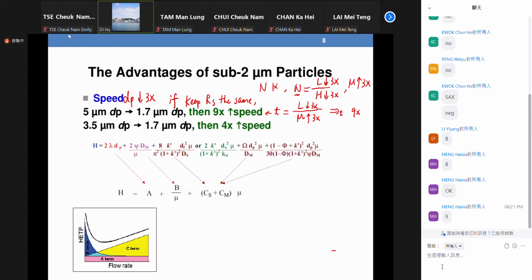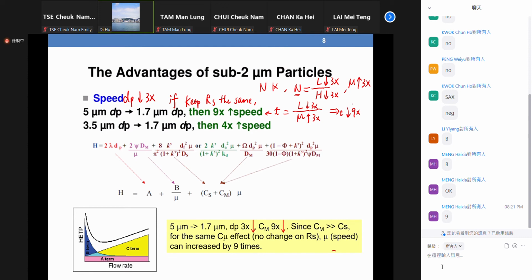Sorry, guys, I'm back. So that's why T decreased by 9 times, okay? So that's the reason when you are changing from 5 micrometer to 1.7 micrometer, when the dp decreased by 3 times, the time can be 9 times shorter, that means faster analysis. And if dp decreased by 2 times, then the speed is 4 times, if you keep N unchanged, if you keep the resolution the same.